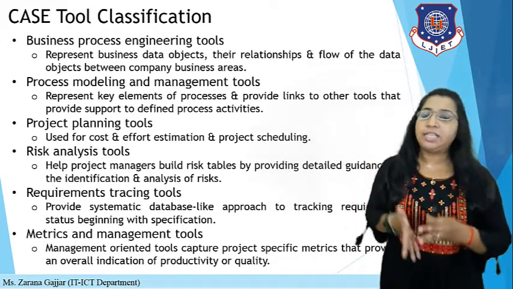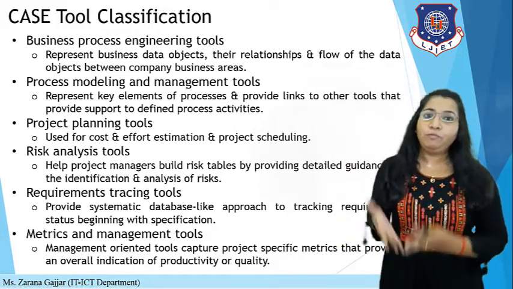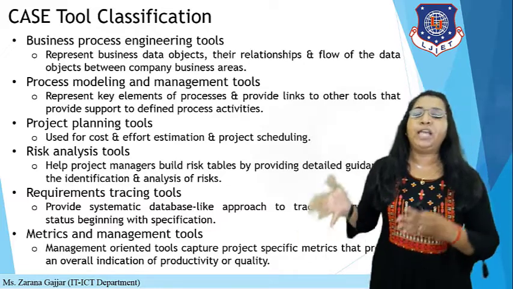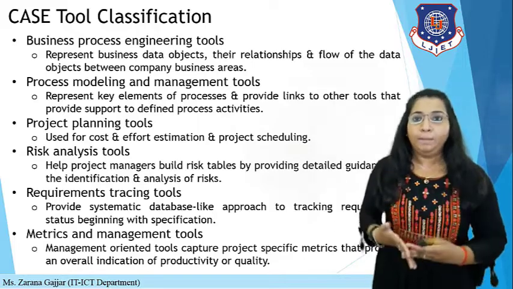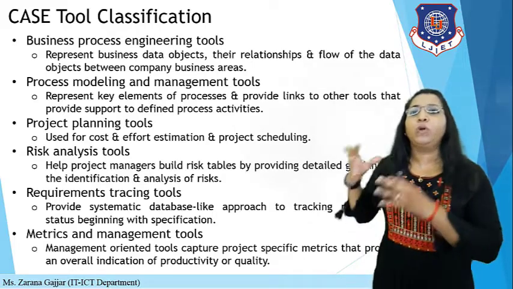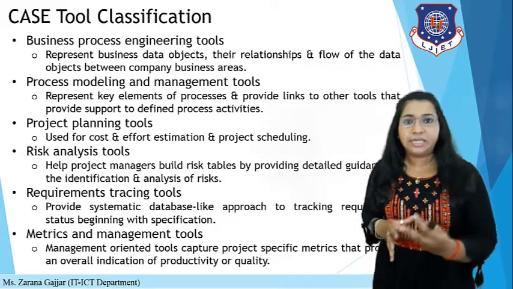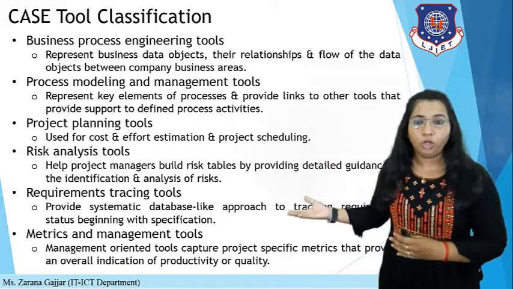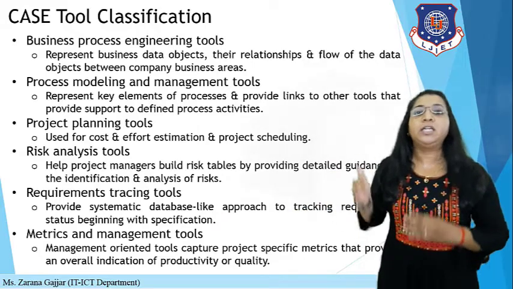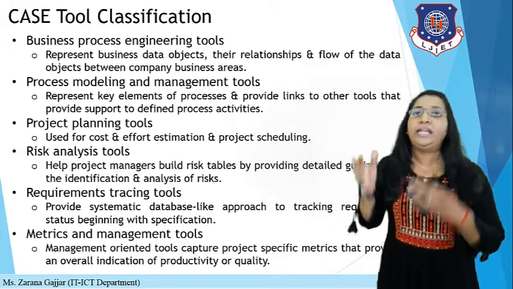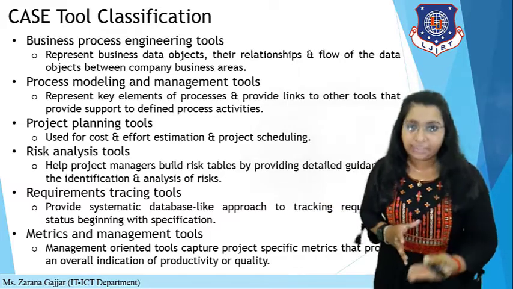So a business process engineering tool represents business data objects, their relationships, and the flow of the data objects between the company and business areas. So according to which kind of data you have to measure, you have to adopt a tool. If you have to represent a business data object, then you can use this particular tool. Then another tool is the process modeling and management tool. It represents key elements of a process and provides links to other tools. That provides support to define process activities.